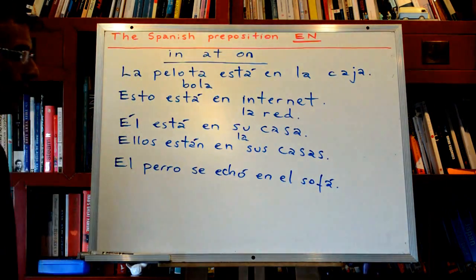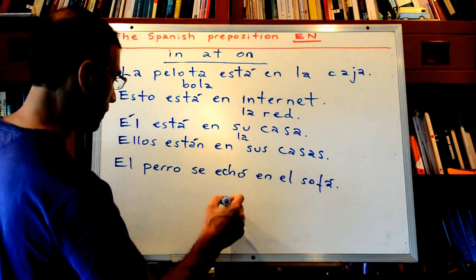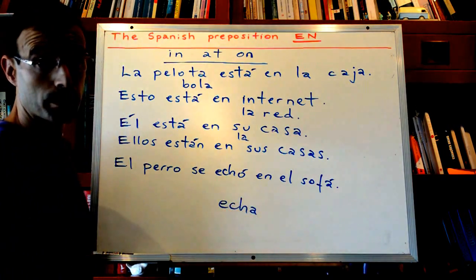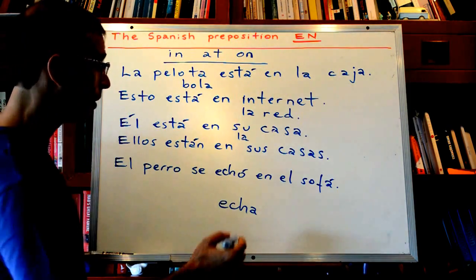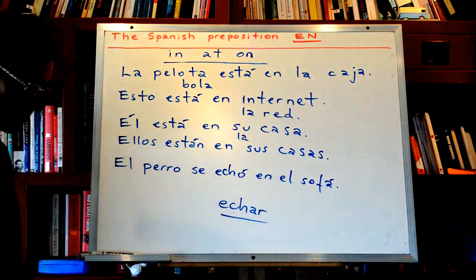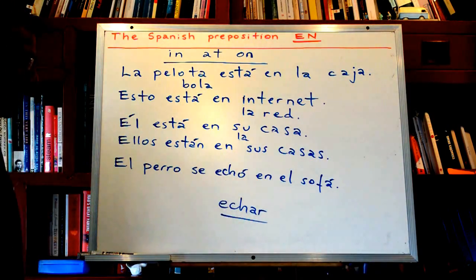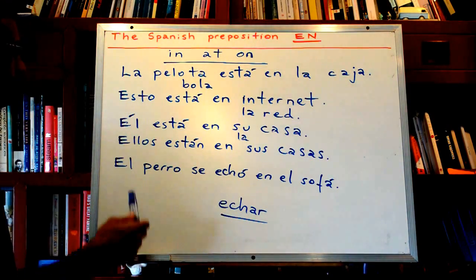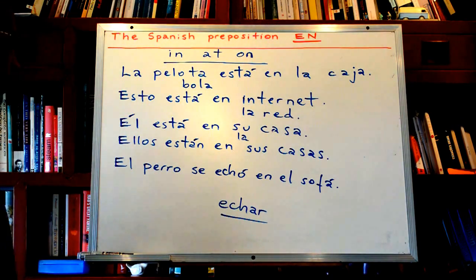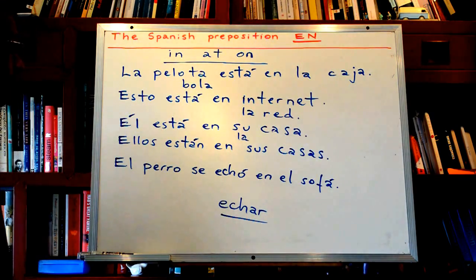El perro se echó en el sofá. Echó is past tense for the third person and the singular of the verb echar. Echar is to lay something or to lie also, okay? Echar. So the dog laid on the sofa, right? On the sofa.